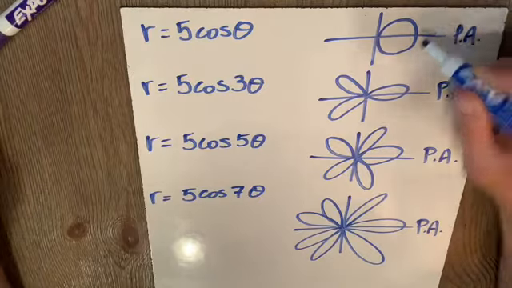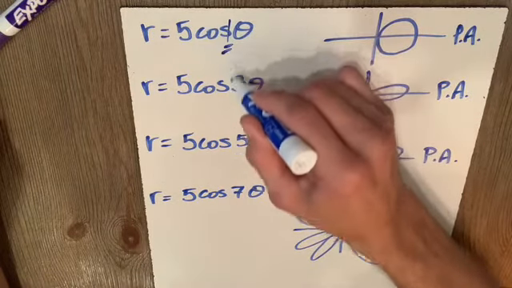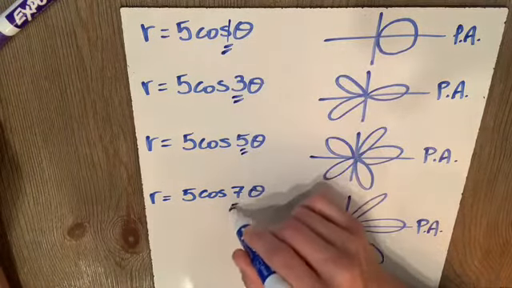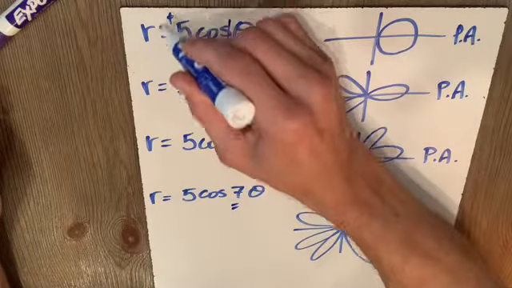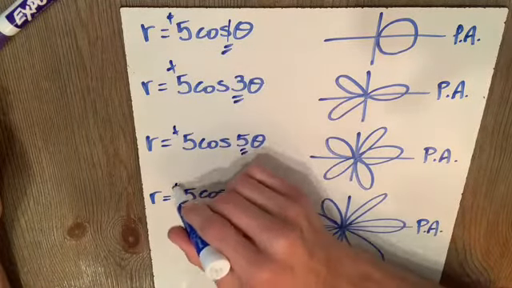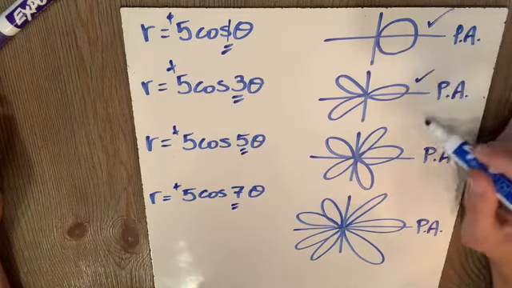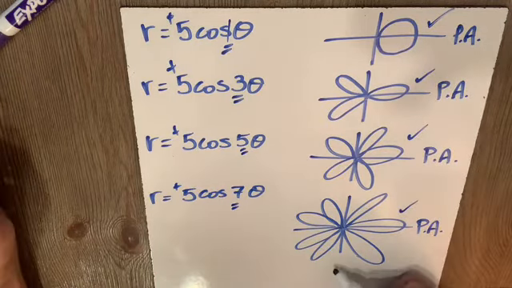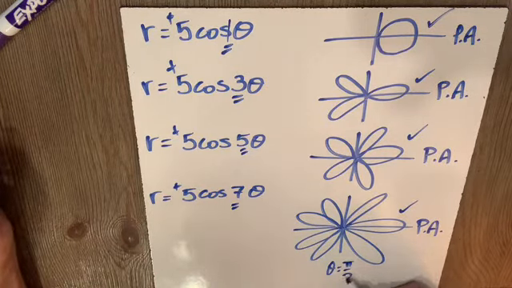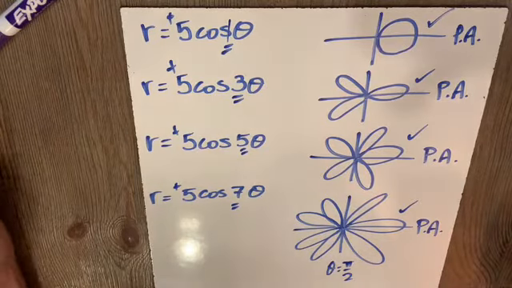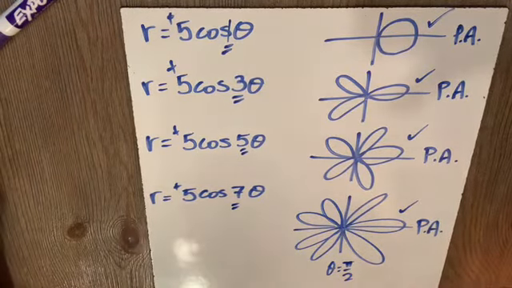Notice for each of these with an odd number of petals for the cosine, and I've made each of these positive, as you can see, we're headed to the right, to the right of the theta equals pi over 2 axis, but we only have polar axis symmetry. Always to the right with a positive cosine.